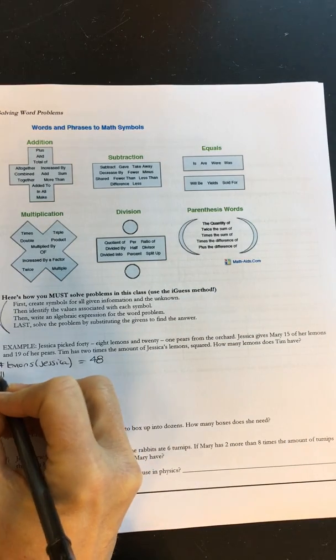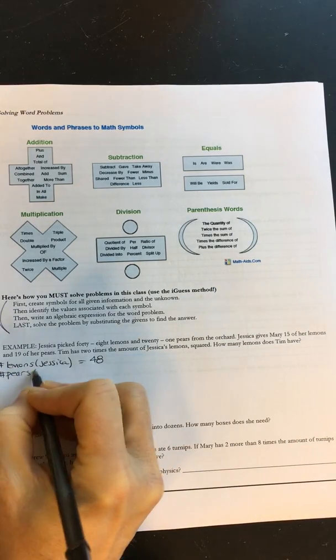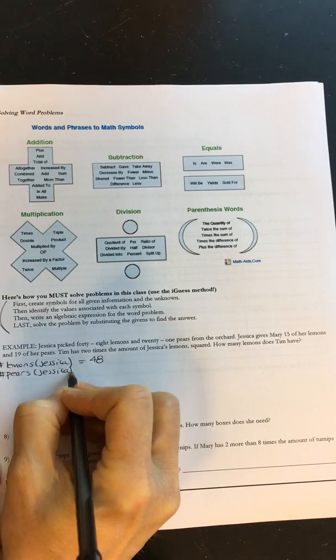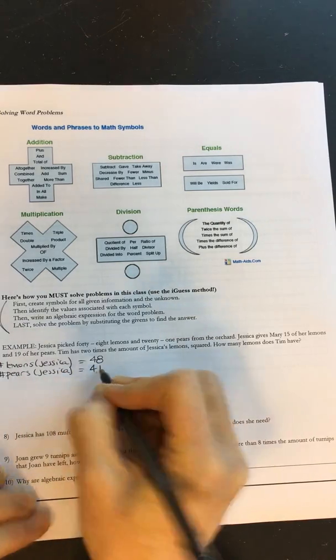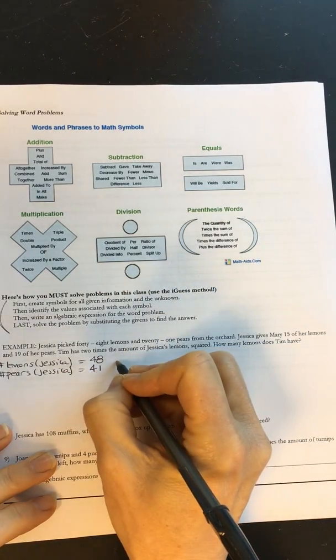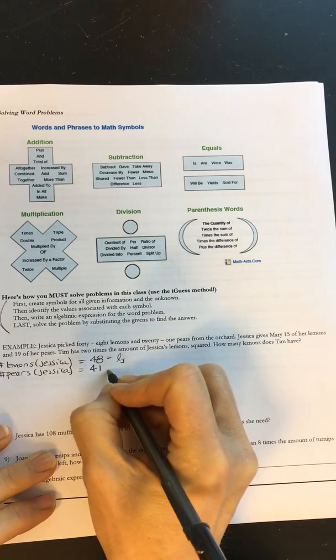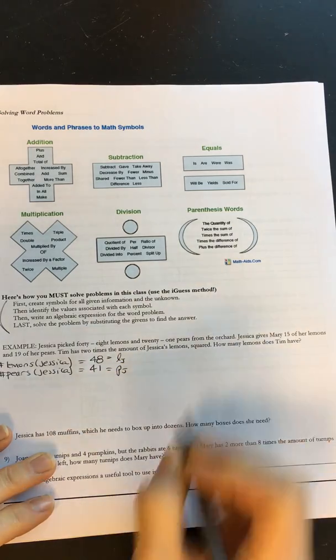And she did number of pears. So we're going to write down all the stuff we're told. And you can make up symbols for this too. So you might say L for Jessica, right? And this is P for Jessica.